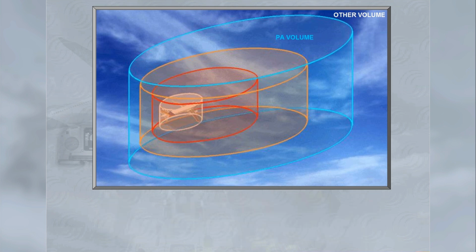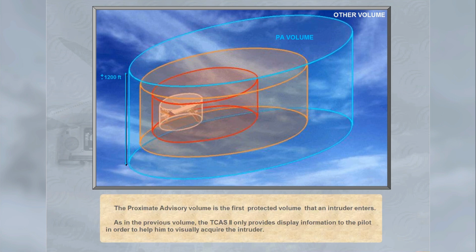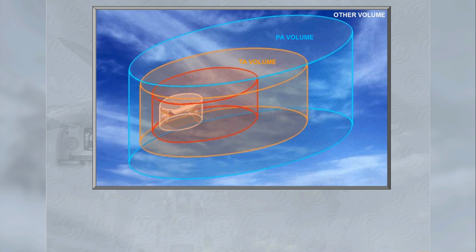The proximate advisory volume is the first protected volume that an intruder enters. As in the previous volume, the TCAS 2 only provides display information to the pilot in order to help him to visually acquire the intruder. The traffic advisory volume is the second protected volume. As soon as an intruder enters this volume, the TCAS 2 provides oral warning and display information to the pilot in order to help him to visually acquire the intruder.